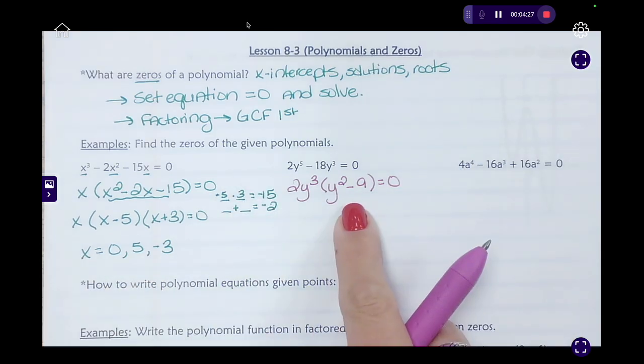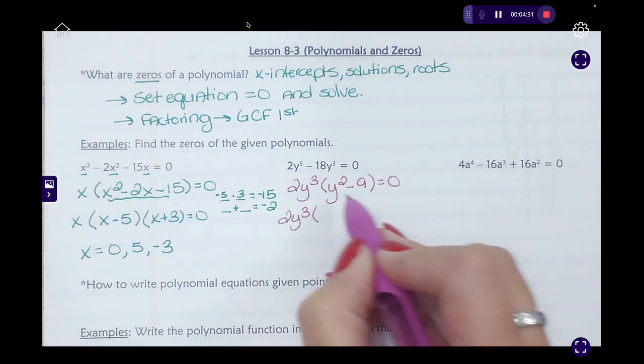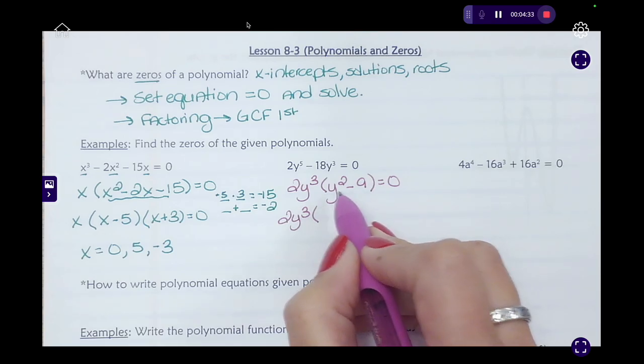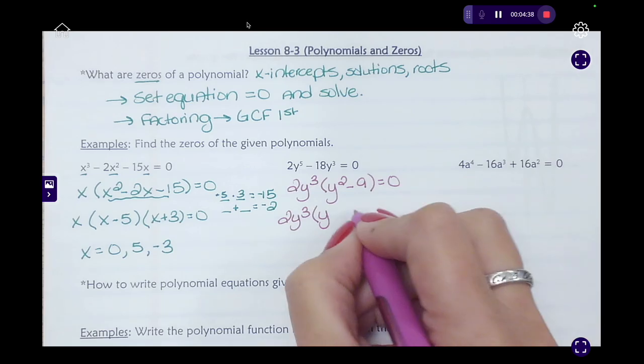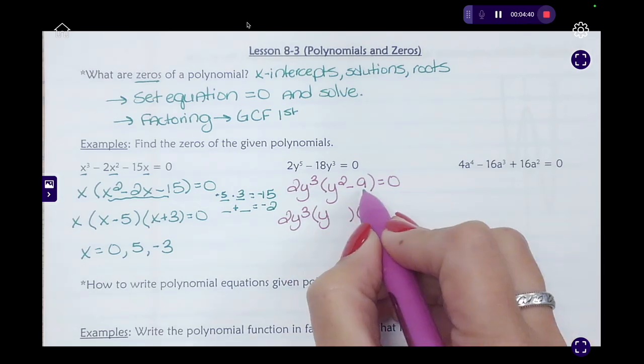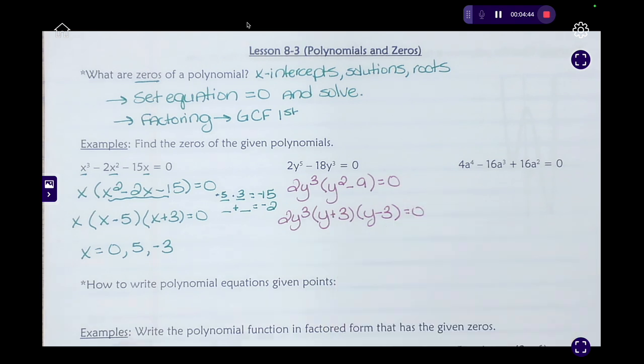So now I have to finish factoring this out. The 2y to the third is just brought down. Remember, this is a difference of squares, so that means I'm just going to square root both of these. The square root of y squared would just be y, and then the square root of 9 is 3. So I'm going to have a plus 3 and a minus 3. So that's my factored form right here.